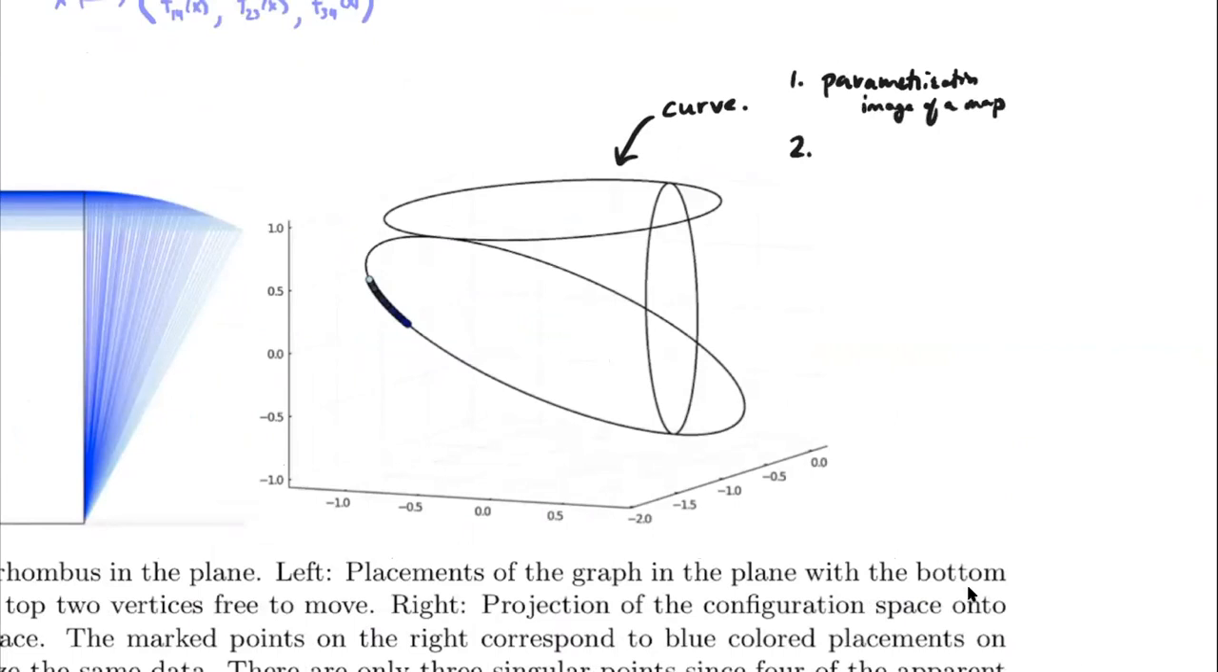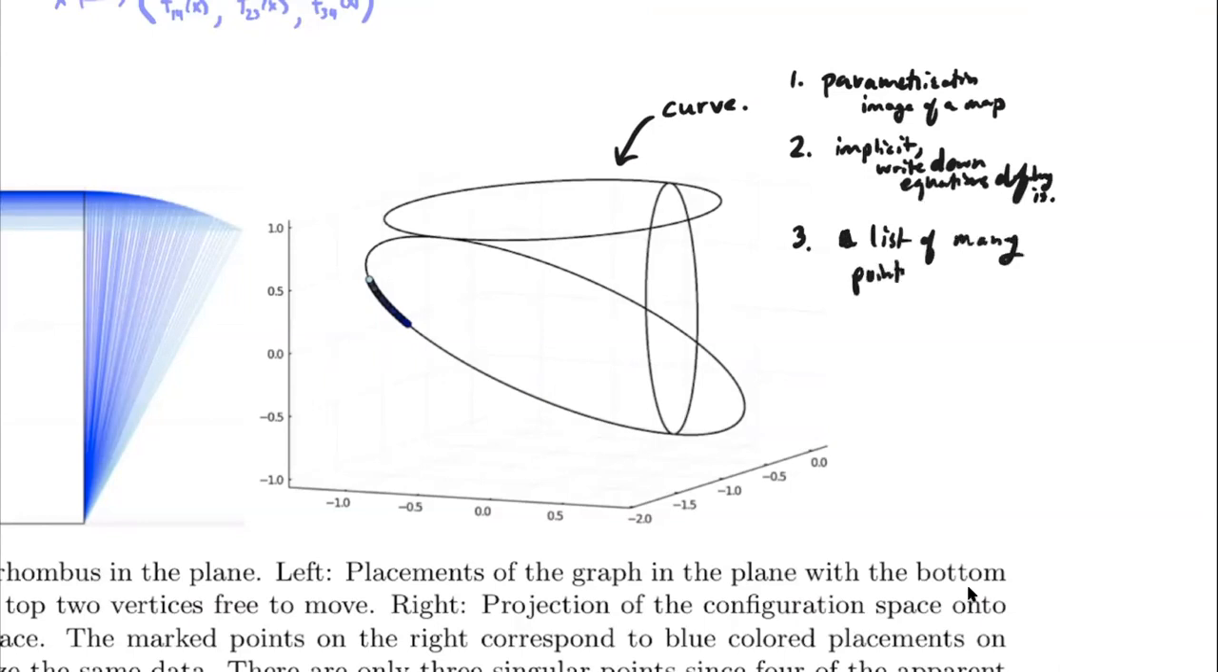Secondly, you can have an implicit representation, which is you write down and store in your computer equations defining it. But a third way is just to have a list of many points on the curve. And to me, that third representation of a curve is one that I don't see often but is really useful for many, many things.